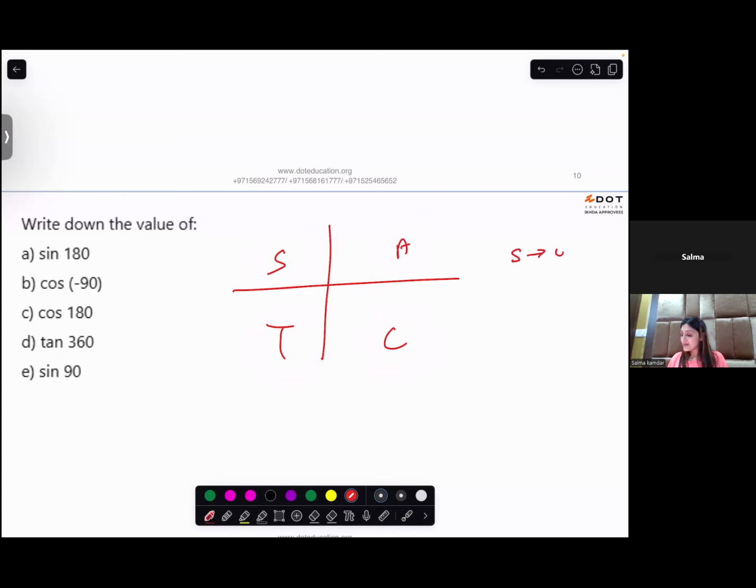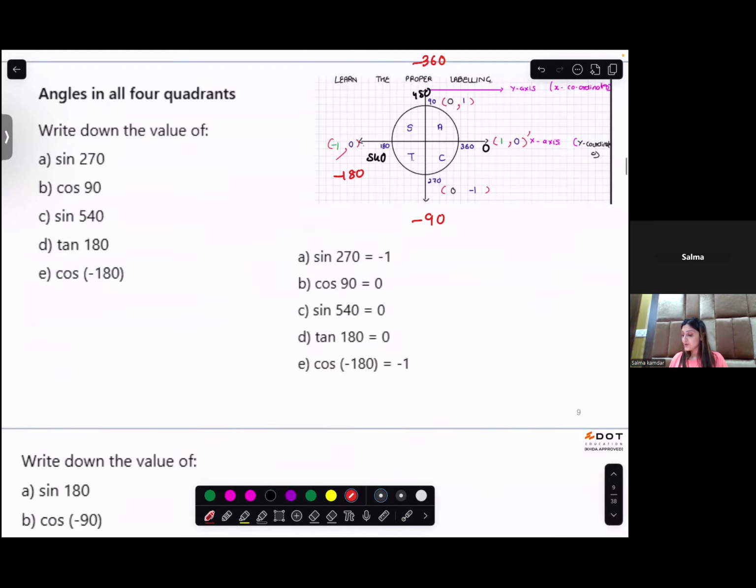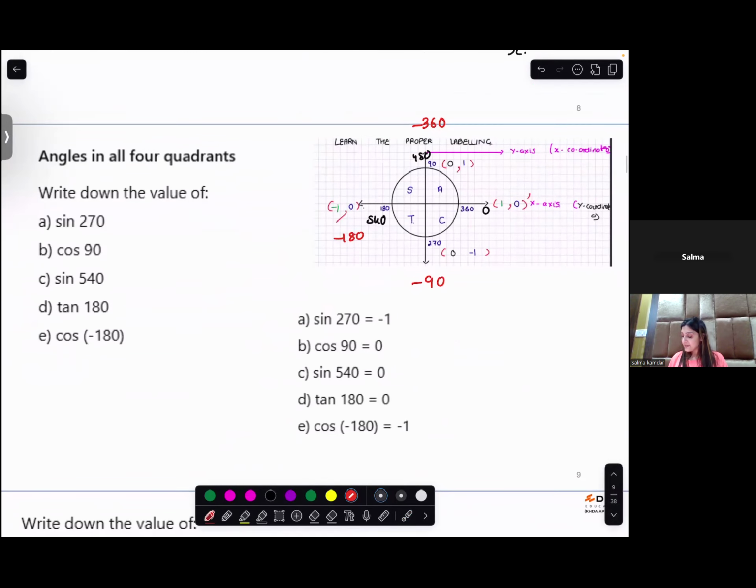Sine would always be the y coordinate, cos would be the x coordinate, and tan would be the y by x. You should also know the 1 and 0 rule. Here, the horizontal line, x axis, is 1 and y is 0. And in the y axis, the x coordinate would be 0 and the y coordinate would be 1 and minus 1.